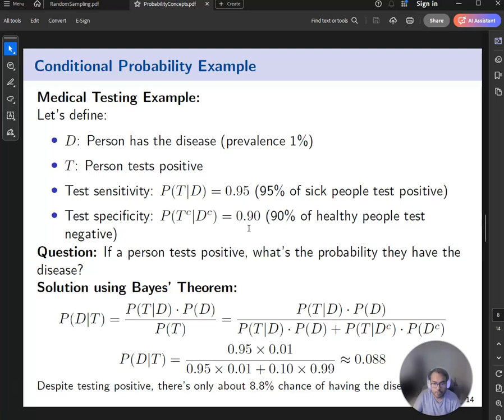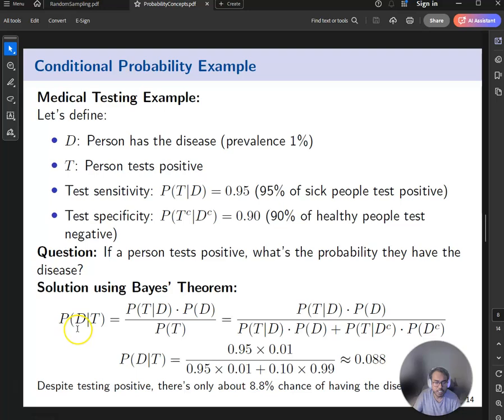If a person tests positive, what is the probability that they actually have the disease? What we are really interested in here is the probability of D, the person having the disease, given T, the person testing positive. Now, we know the other way around. We know P of T given D, which is 0.95, but we want to calculate the other way. And there is this formula provided by Bayes, and he used this expression.